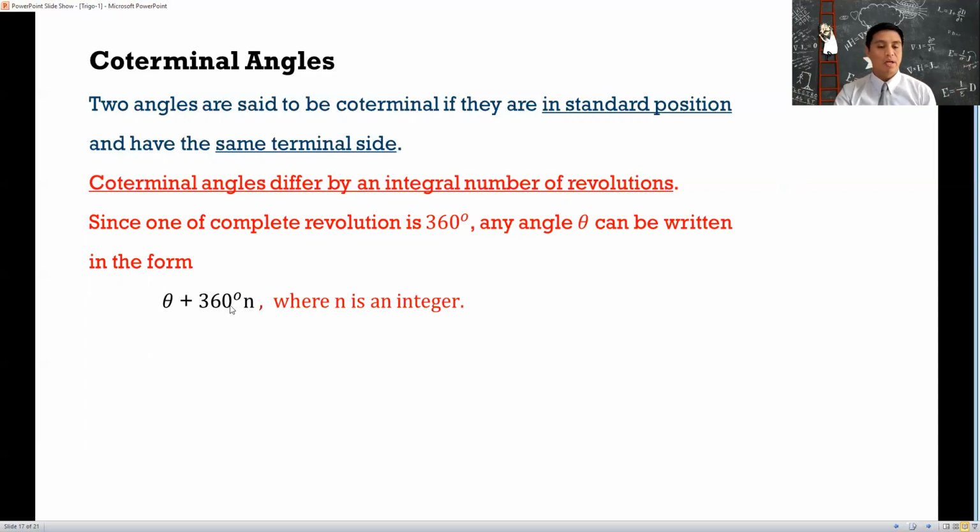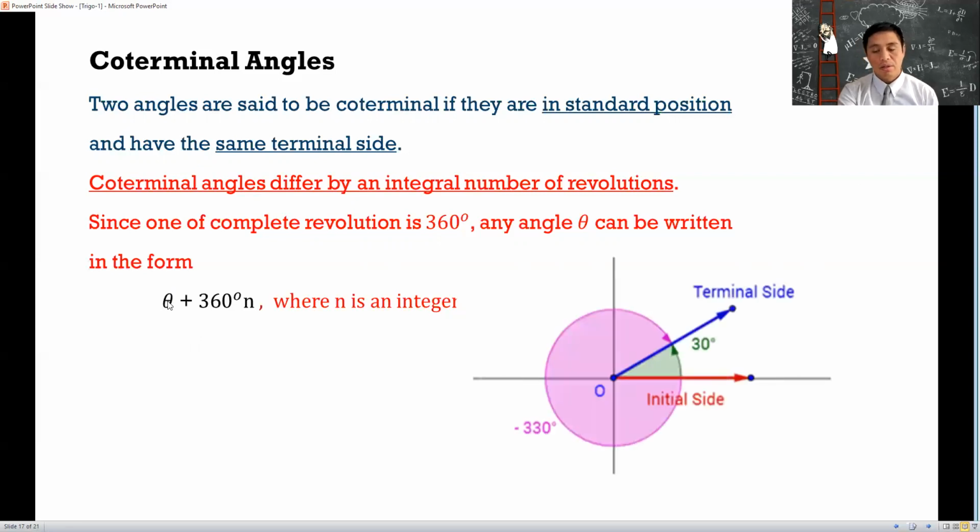It could be -1, -2, -3, and so on. So if you use those numbers, you will get different values. Okay, so you will get many coterminal angles to one angle theta. So to illustrate that, let us have this example.